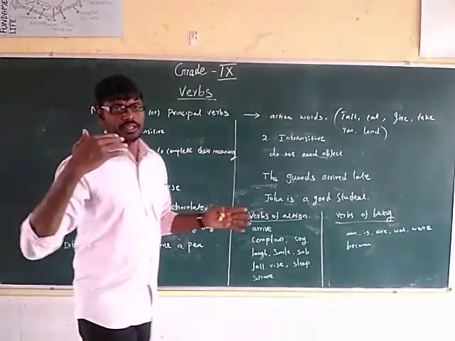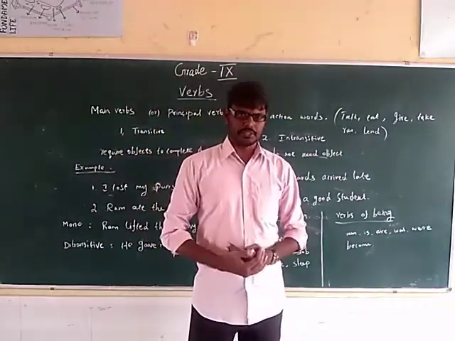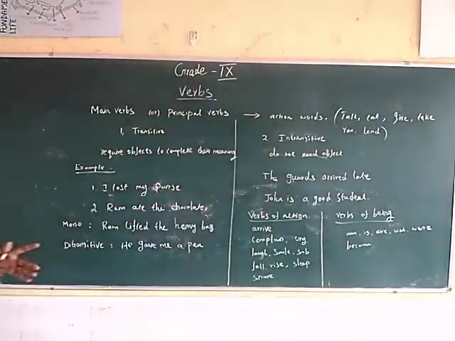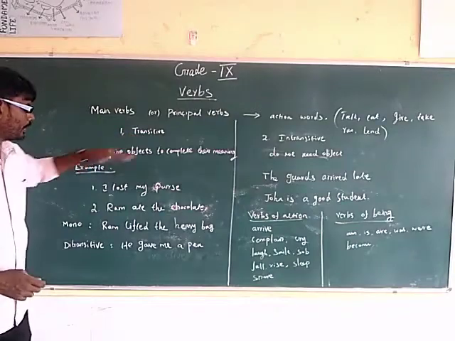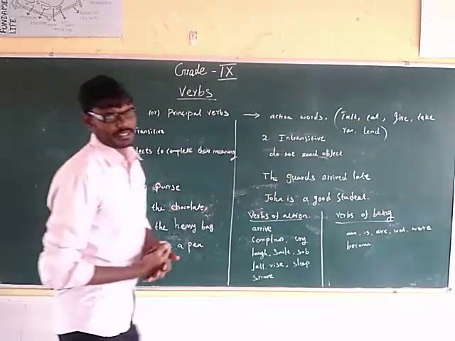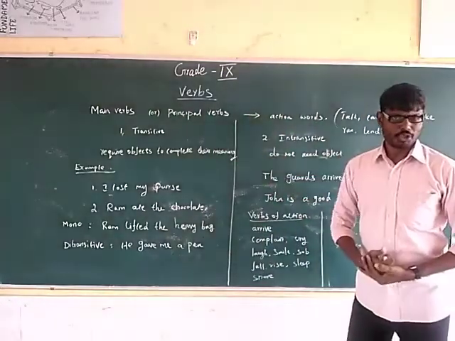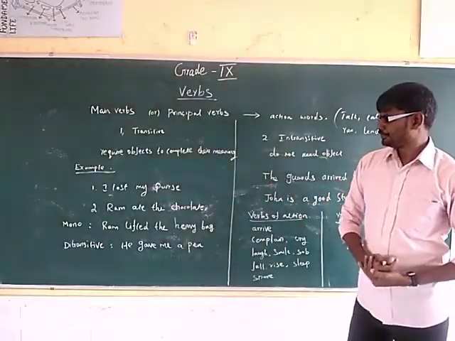Transitive verb takes an object. Without an object, it doesn't give the complete meaning. That is what a transitive verb requires: an object to complete the sentence.